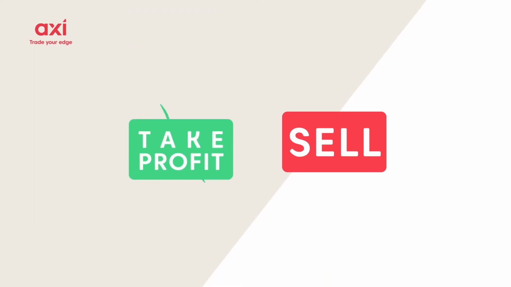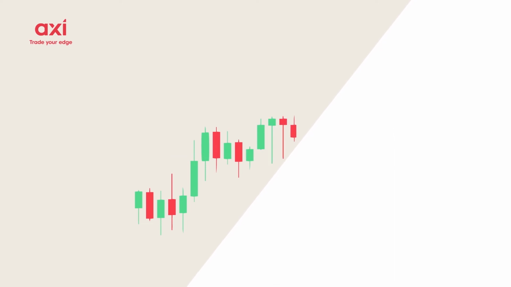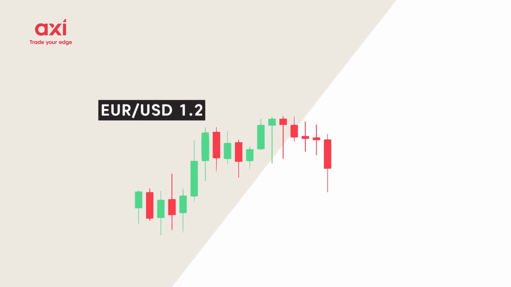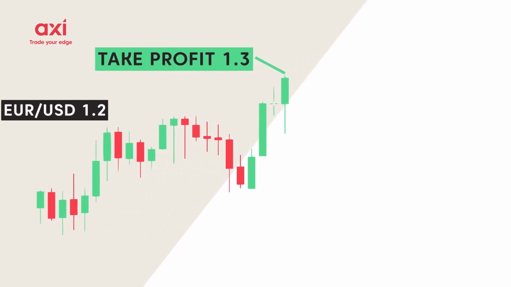The next thing to do is decide on your take profit and stop loss levels. A take profit target is a level you expect the price to reach in favor of the direction of your trade. For example, if the EUR/USD was at 1.2 and you expect it to rise, you could place your take profit target at 1.3. When the price reached that level, the trade would close and you would bank the profit.